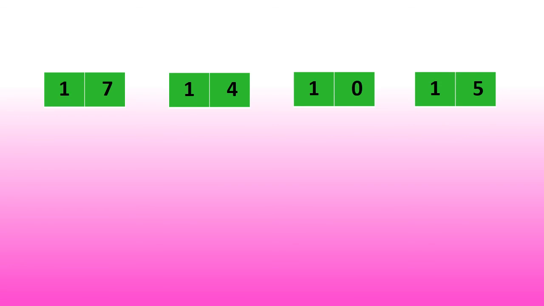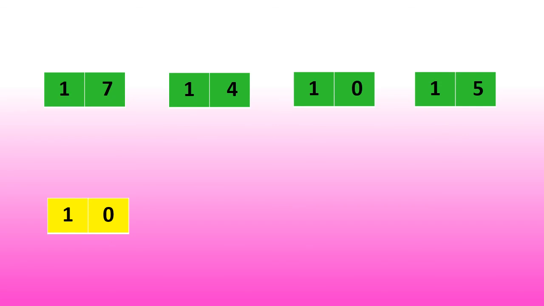Absolutely correct. We will compare the digits at the ones place. So let's see. We know that the number 17 has 7 ones, the number 14 has 4 ones, the number 10 has 0 ones, and the number 15 has 5 ones. So, which is the smallest number? Correct again. The number 10 with 0 ones is the smallest number. Hence, it will come first.